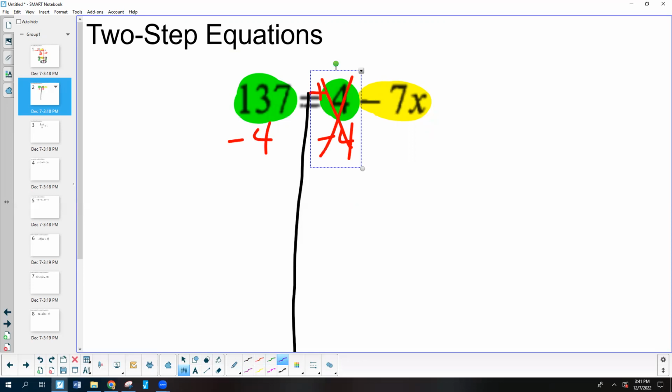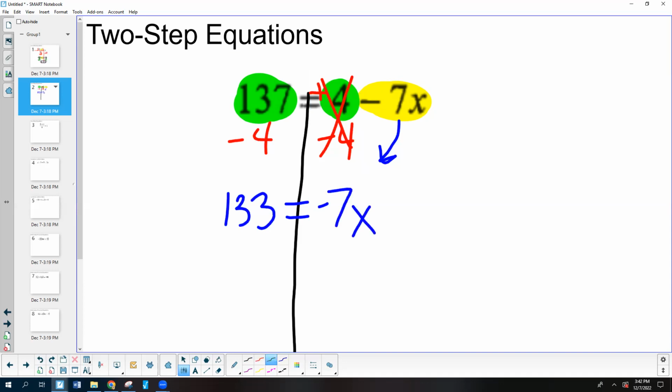Okay, then we can go ahead, 137 minus 4. Okay, 137 minus 4 is going to get us 133 equals, we're going to bring down negative 7x. Okay, and then finally, we want to get our variable by itself. Our variable is right here. We want to separate negative 7 and x. Well, remember, guys, that negative 7 and x are being multiplied. So to undo that, the opposite is going to be to divide both sides by negative 7.